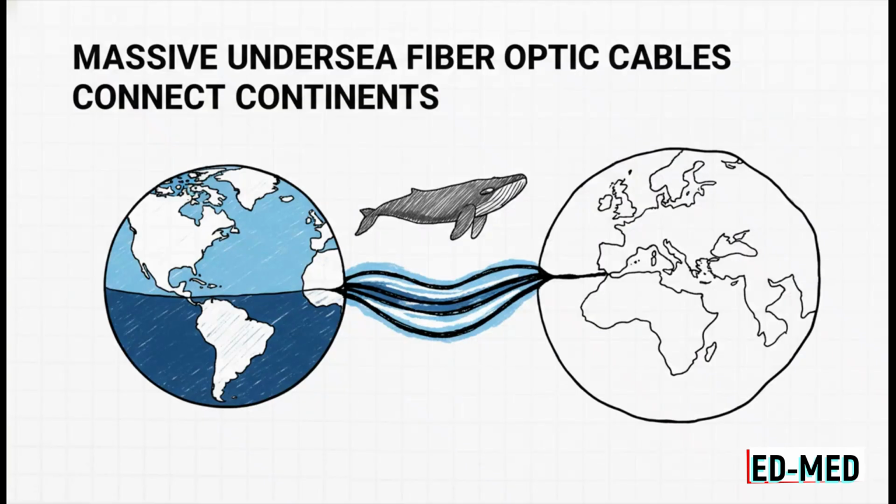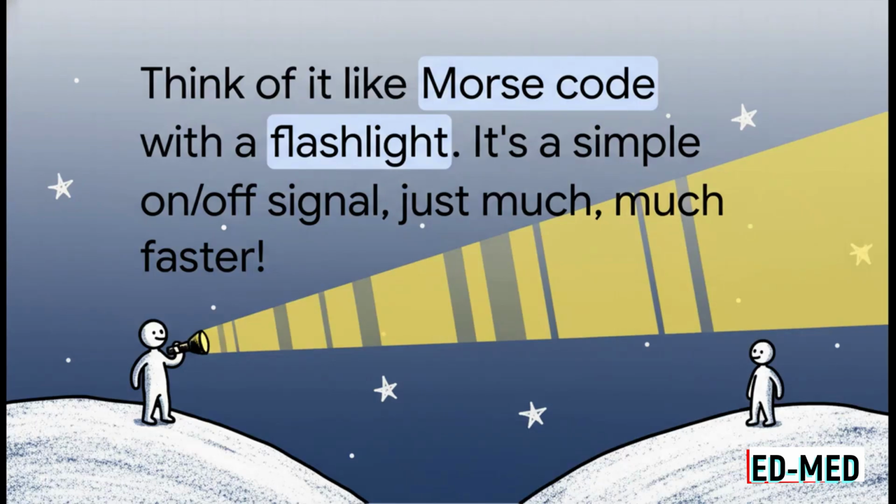And this just shows you the incredible scale we're talking about. Our global internet is physically held together by hundreds of these massive fiber optic cables that are laid on the ocean floor. Some of them are no thicker than a garden hose, but they carry nearly all of the data traffic between entire continents.